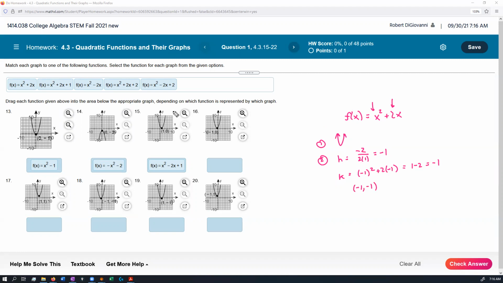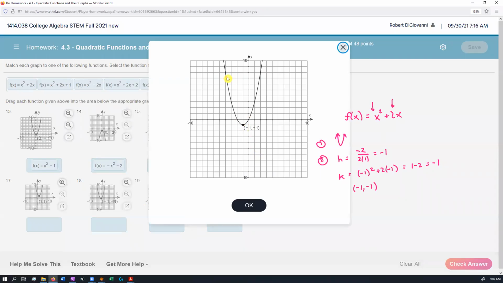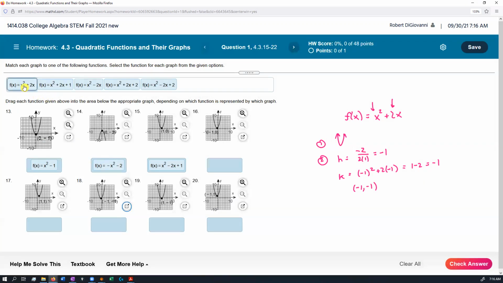Let's see, maybe I can tell from this right now. Negative 1, negative 1. I don't see that vertex anywhere. I don't see it. Oh, wait, this looks like it. Sorry. Yeah, negative 1, negative 1 opens up. I could go find these x-intercepts, but I think I can just do this one because it's the only one that has that vertex. So I'm going to go ahead and drop that one there.